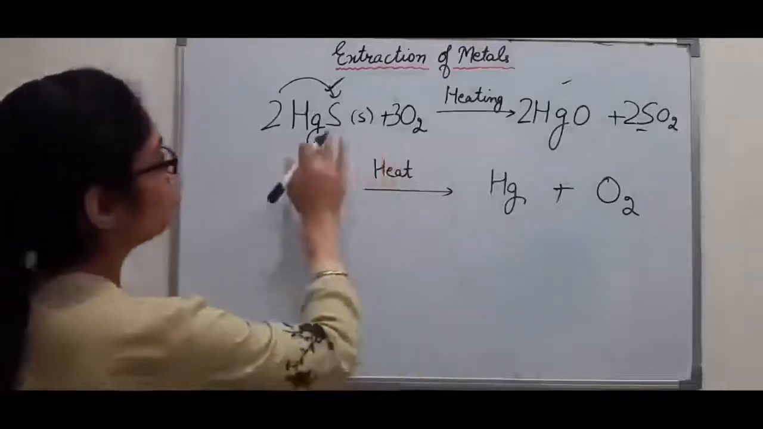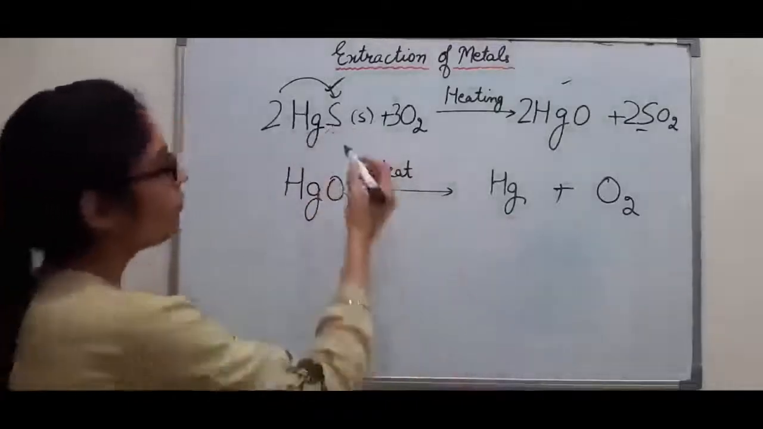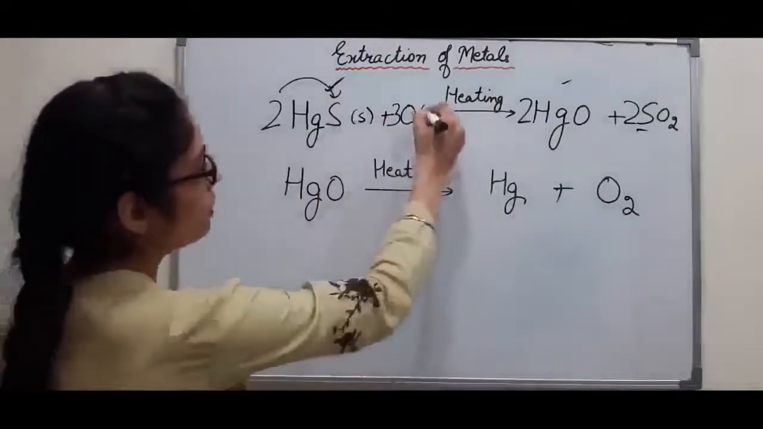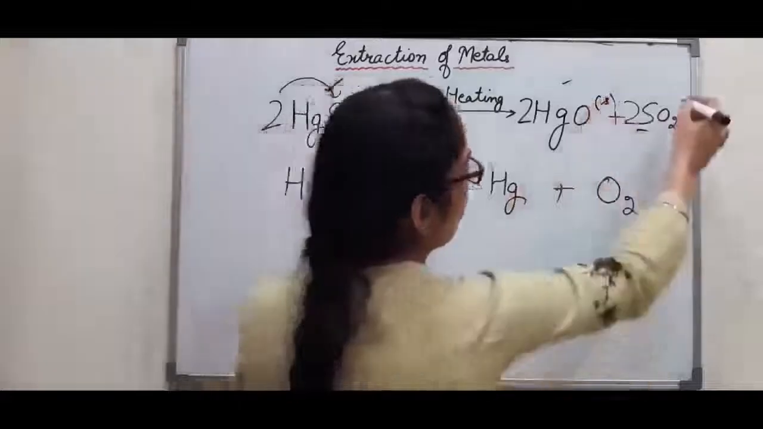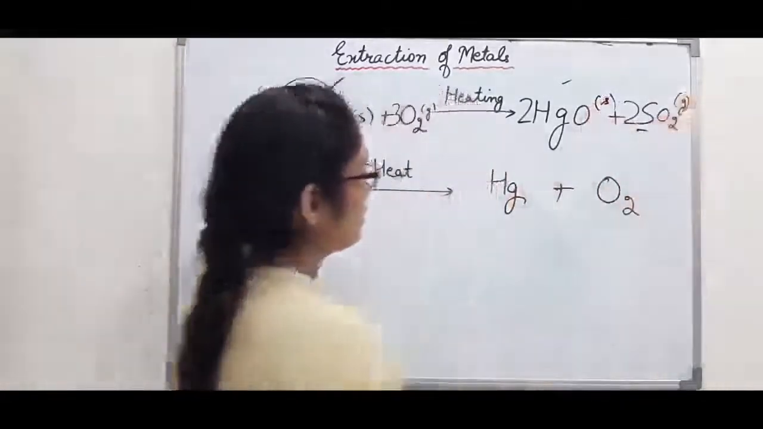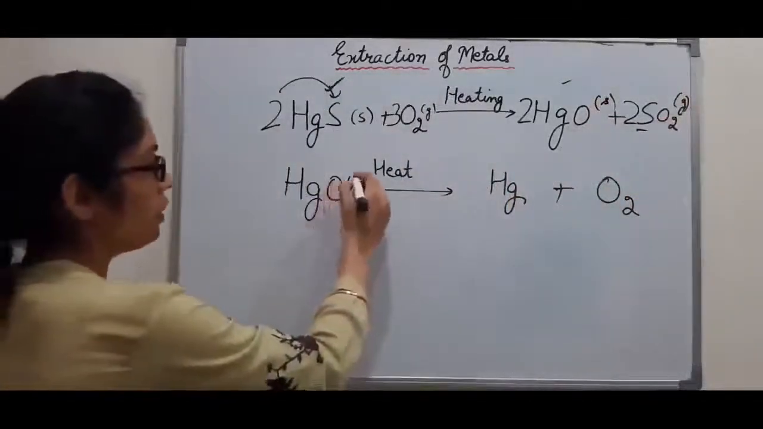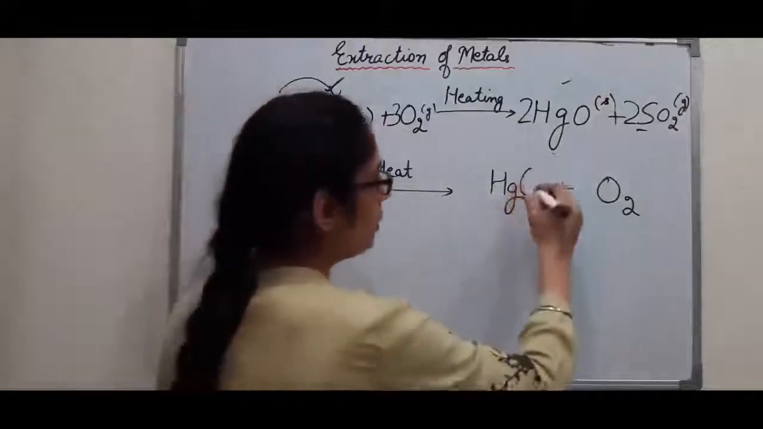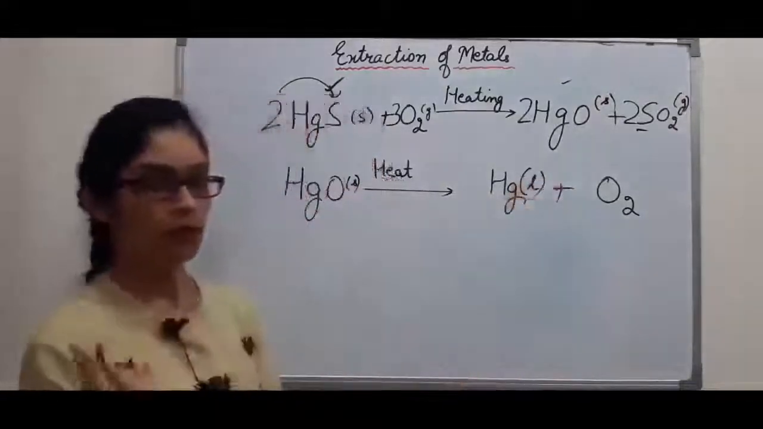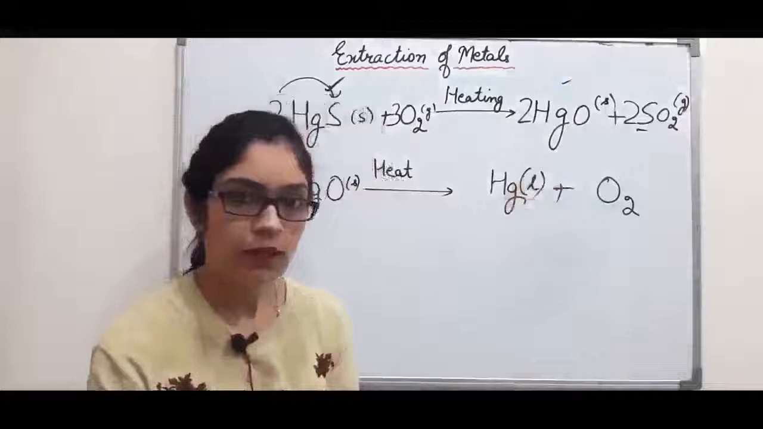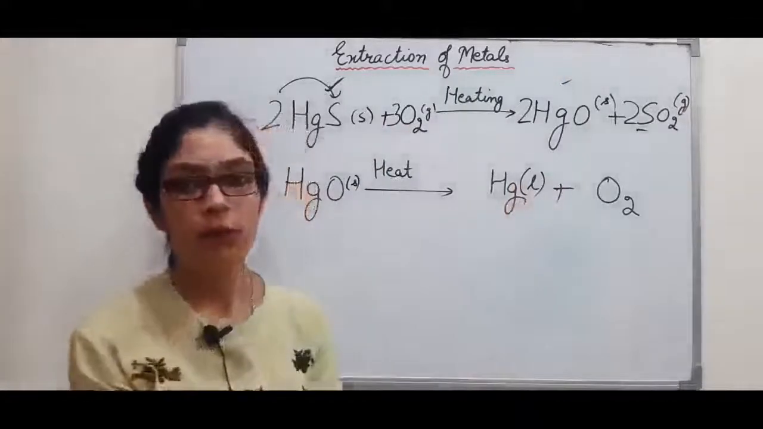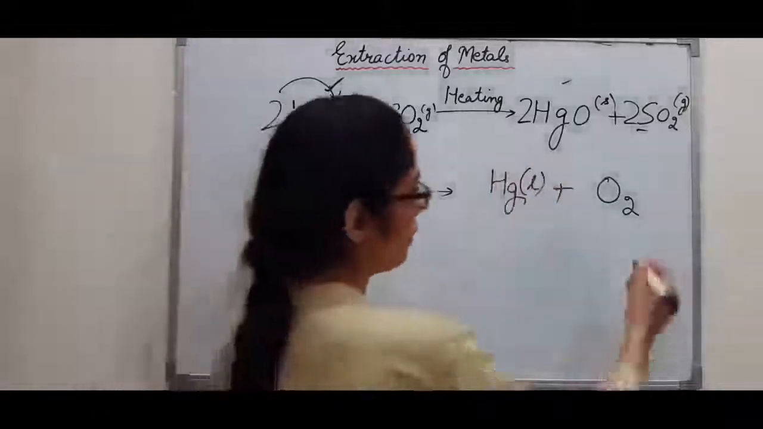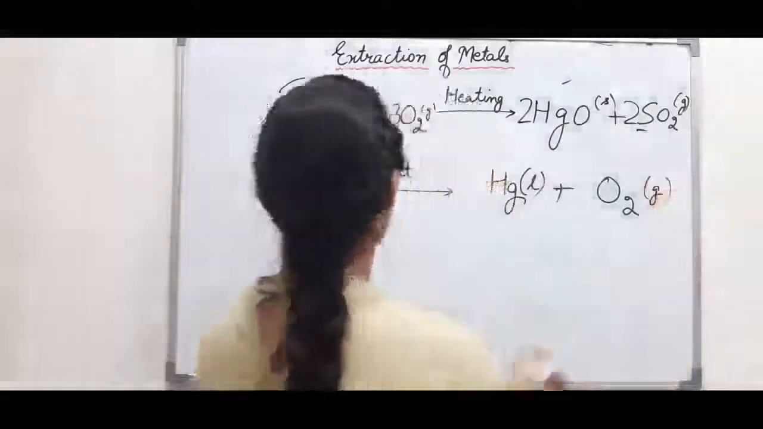Now let's write the states also, because we have to write the states. This is solid state, oxygen here is in gaseous state, this we got in solid state, and sulfur dioxide we got in gaseous state. This is in solid state, and mercury is in liquid state, because in its physical properties also we have done that mercury is the only metal which is liquid at room temperature. So we got mercury in liquid form, and this is in gaseous form.